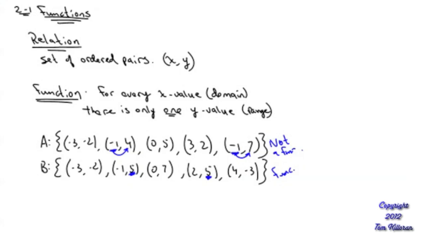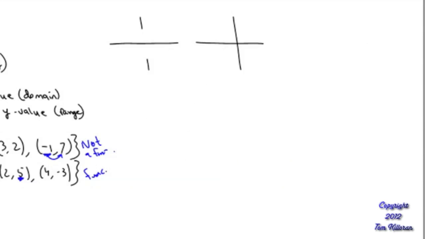Let's think of it graphically. If I have two pictures, again, one will be a function, the other one will not be. And let's see, I'll draw this one like that, and I'll draw this one like that.